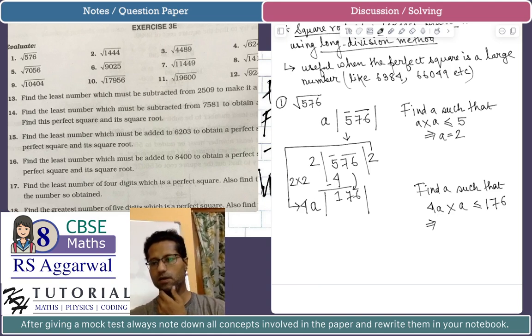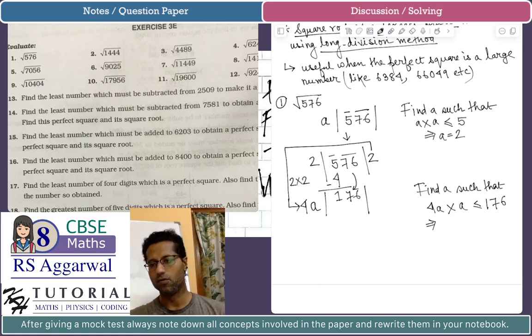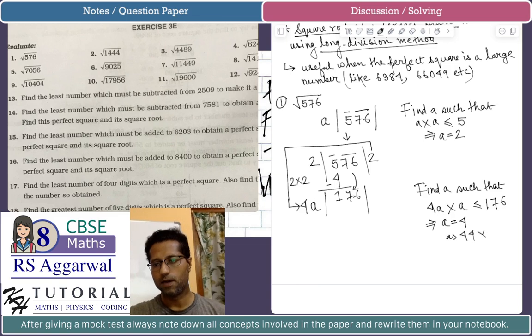You have to consider the dividend's first 2 digits, the leftmost 2 digits, which is 17. So possibly 4 will work if I consider A as 4. 44 into 4 is 176. So A will be 4, as 44 multiplied by 4 is equal to 176.